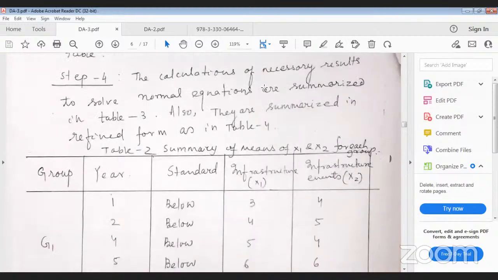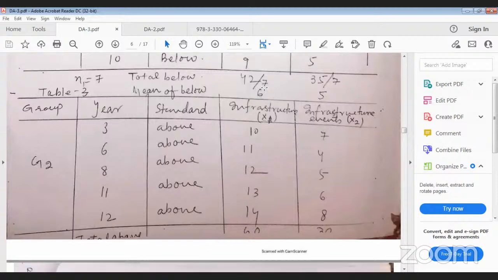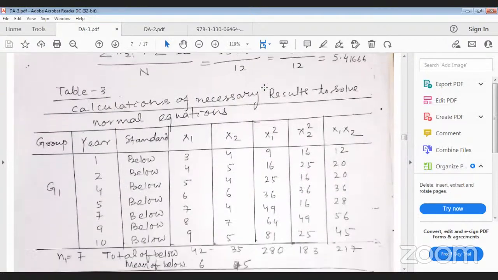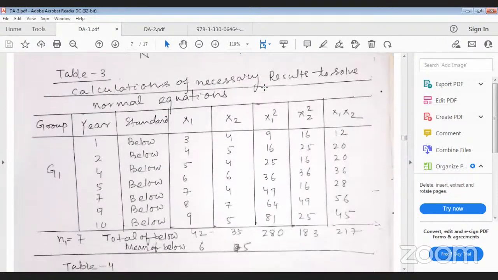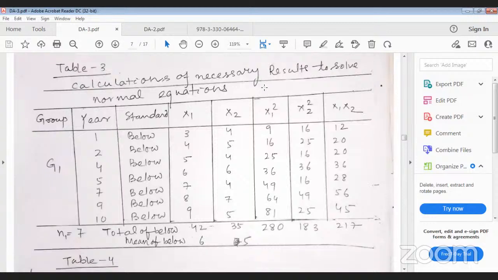Then next we will come to step 4, calculation of necessary results to solve the normal equations. Step by step it is written clearly. You have to solve this problem today so that you can understand. With the long question it must come. To solve the normal equations, they are summarized in table 3. Now you have to go for calculation of the normal equation. So you have to calculate this table.